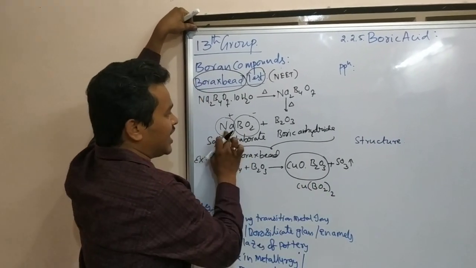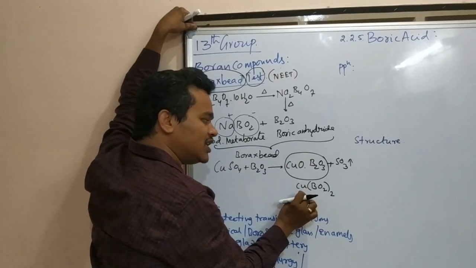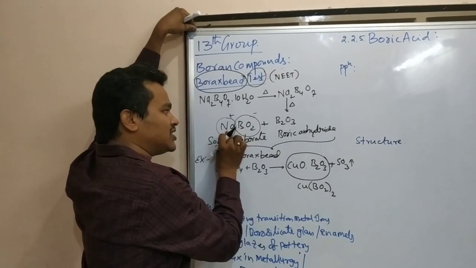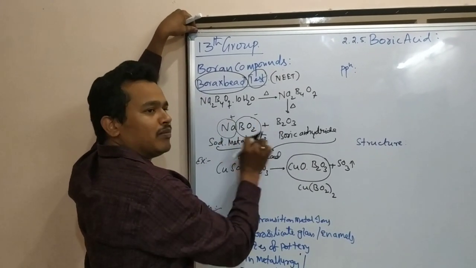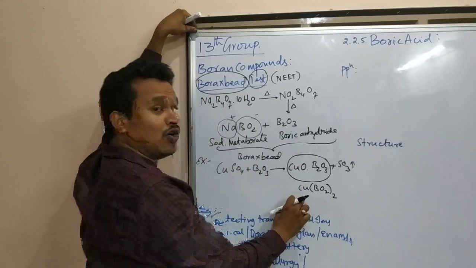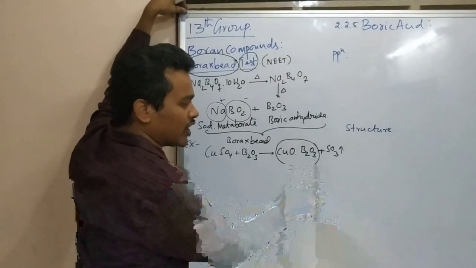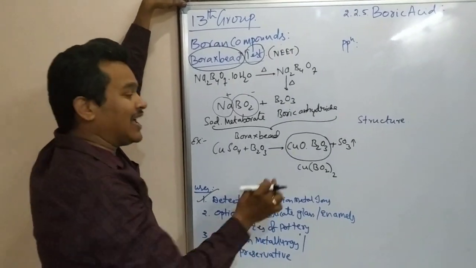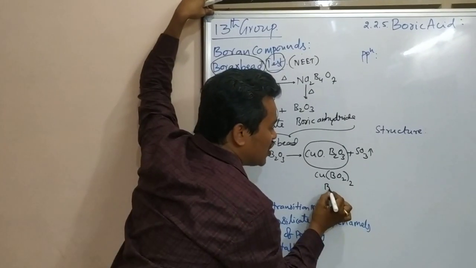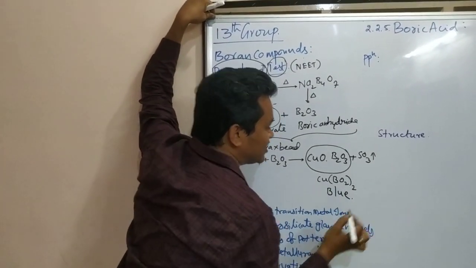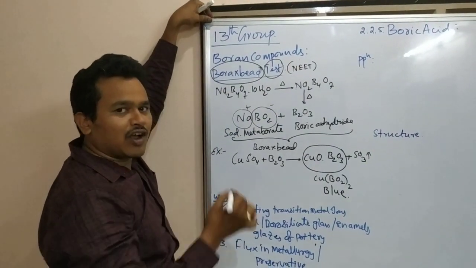See in this one, NaBO2. In a similar way, Cu(BO2)2. Na is positive, so 1 BO2 minus. Copper is 2 plus, so 2 times BO2 is there. Like this it is going to detect. How are we going to detect? After the reaction it is giving a blue color. For copper I am saying.